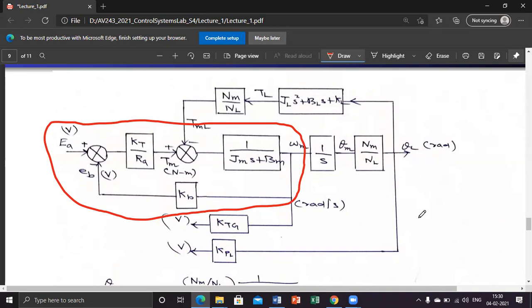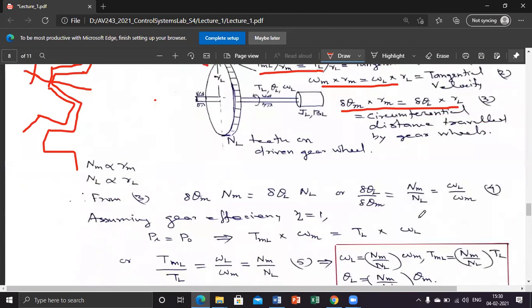Sir, can you go to the previous page? Can you repeat once again? Sir, can you go to the previous page? Yeah.